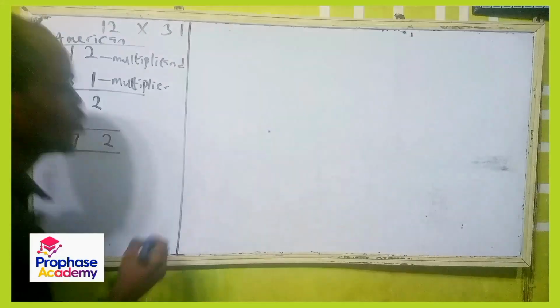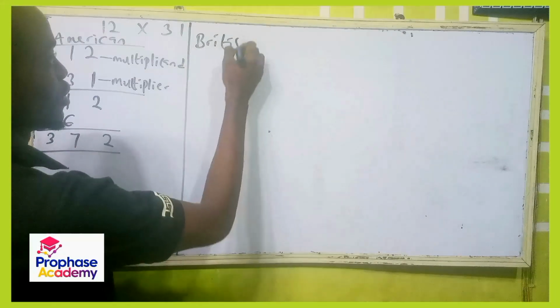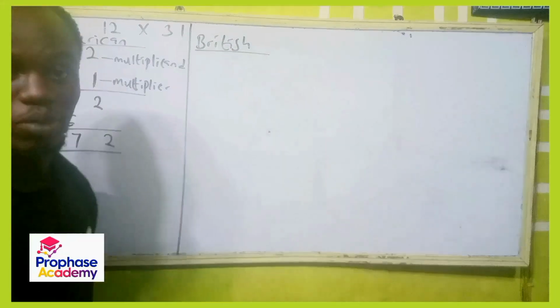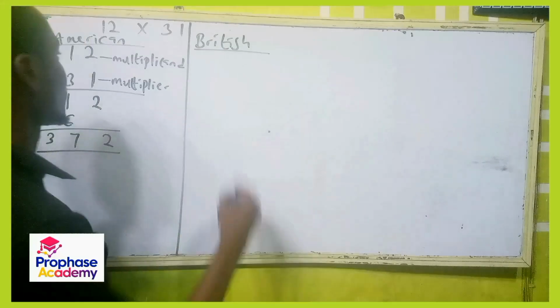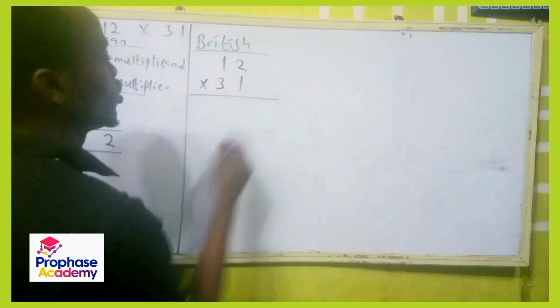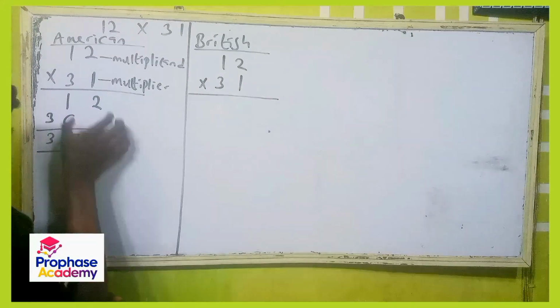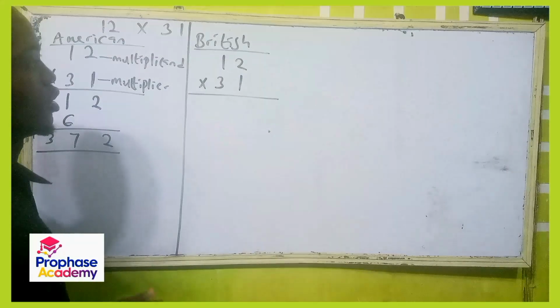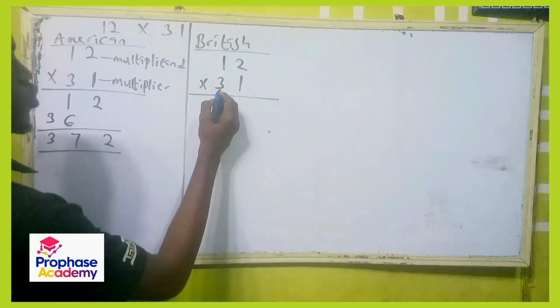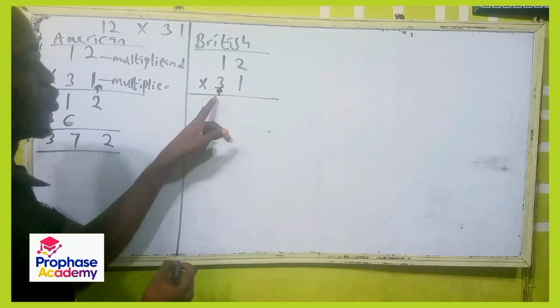But people have forgotten, or they don't know, that there is a method called the British method. So that's what I'm here to teach you. So we have 12 times 31. This method is similar to the American method, but we'll move our values towards the right hand side. Let's check it out. We're going to start our multiplication from here.